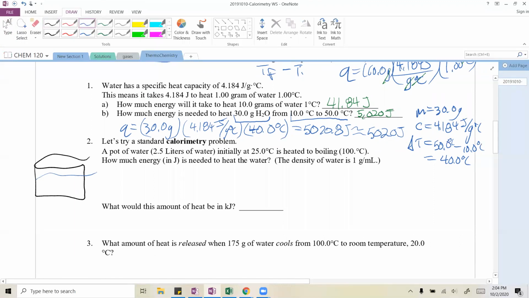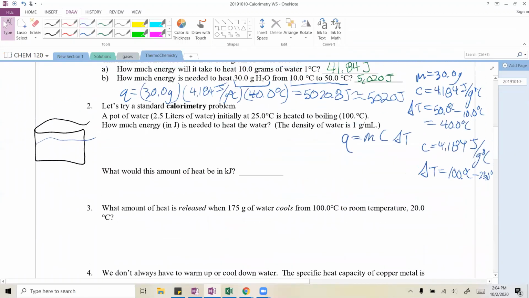Now, we are looking for heat, Q, and so we should be thinking MCΔT. We know that it's water, so that should be our C is 4.184 joules per gram degrees Celsius. We know our delta T, our final is 100 degrees Celsius minus 25, which is our initial.